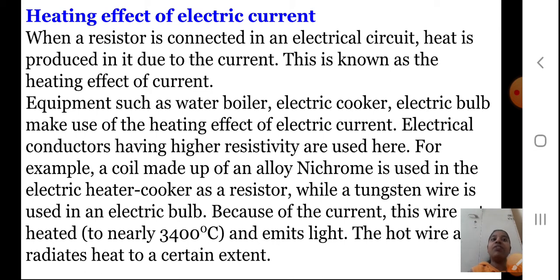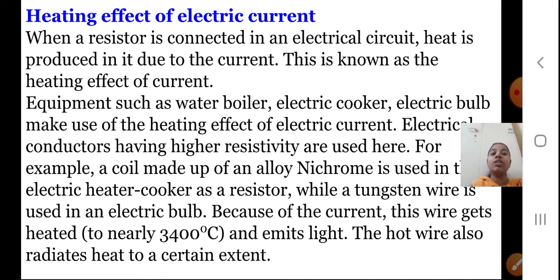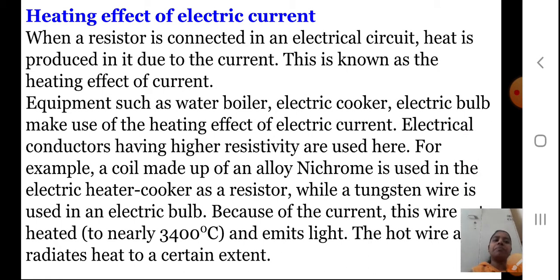Electrical conductors having high resistivity are used here. For example, a coil made of the alloy nichrome is used in the electric heater and cooker as a resistor, while a tungsten wire is used in the electric bulb. Because of the current, this wire gets heated to nearly 3400 degrees Celsius, and it emits light. When it gets heated up, it starts emitting light. The hot wire also radiates heat to a certain extent.